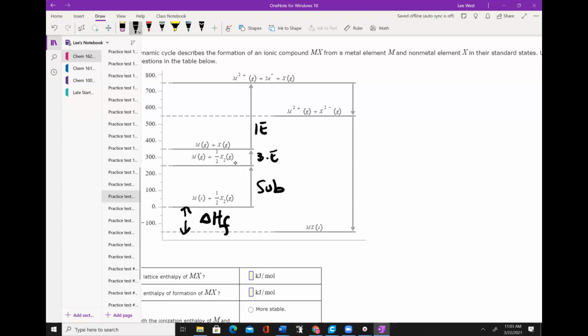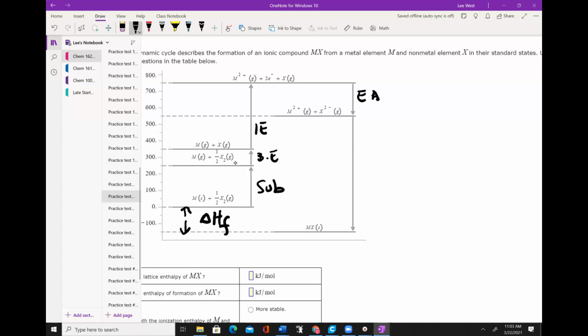In our fourth step, what we're going to do is add a couple of electrons to our gas phase non-metal atom, and we're going to form the dianion. That's called the electron affinity.